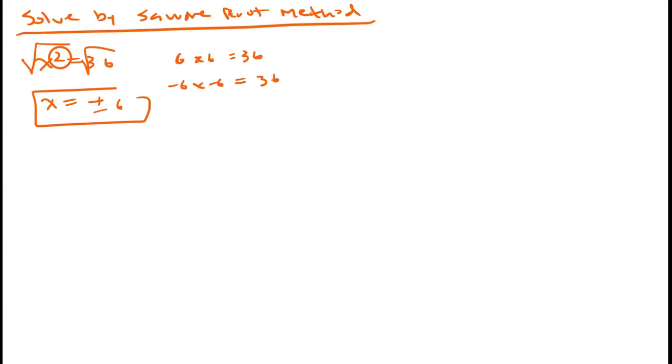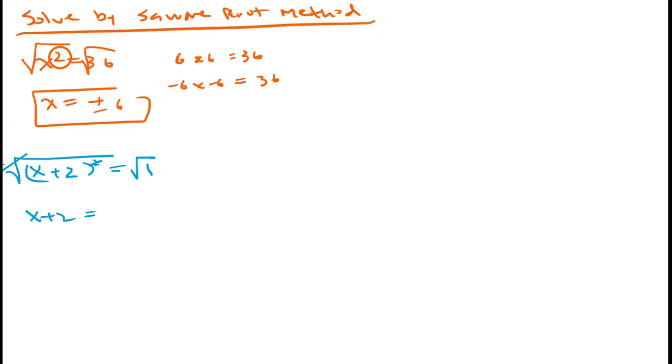Okay, all right, so again, we're solving this by the square root method. Let's look at the next example. Let's say we have x plus 2 squared equals 1. Again, we have a square here, and we need to solve this by the square root method. So in order to get rid of the square, we have to take the square root. We take the square root on both sides. The radical and the square are going to cancel. So that gives us x plus 2.